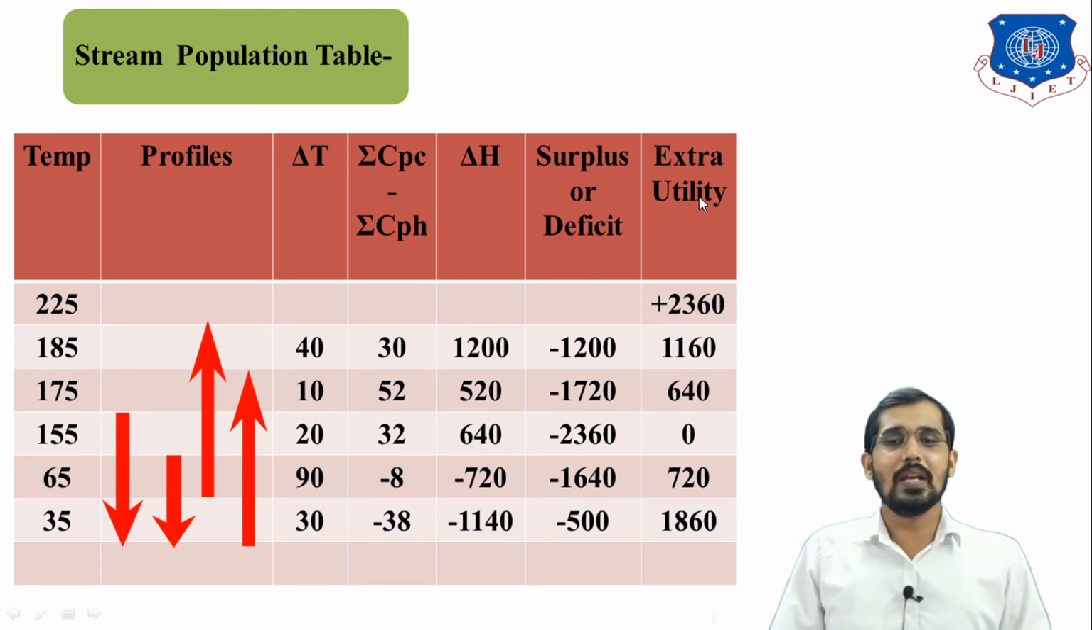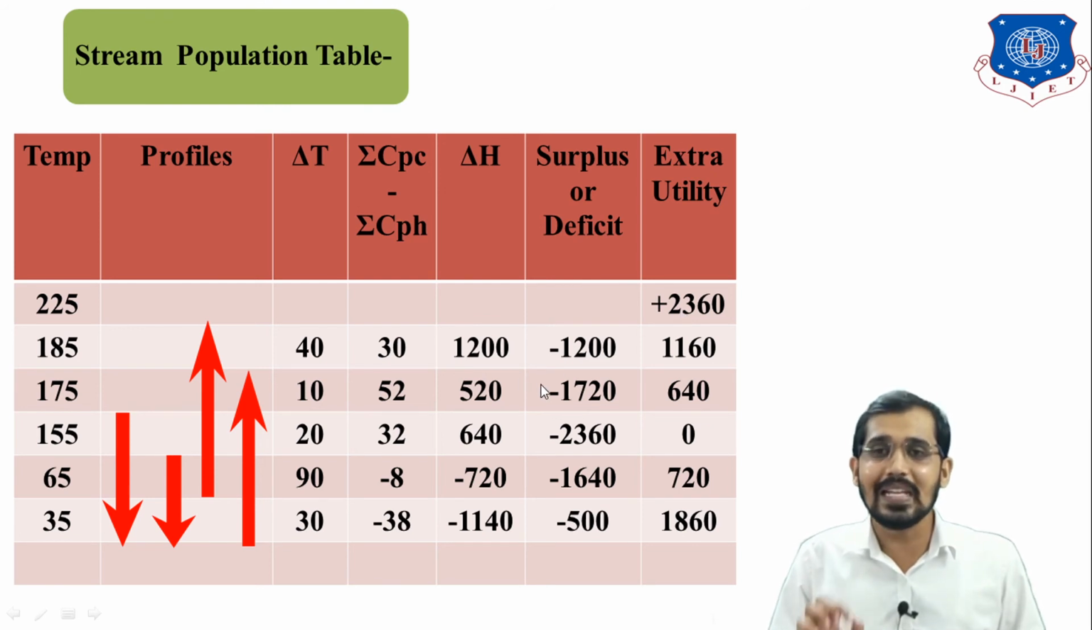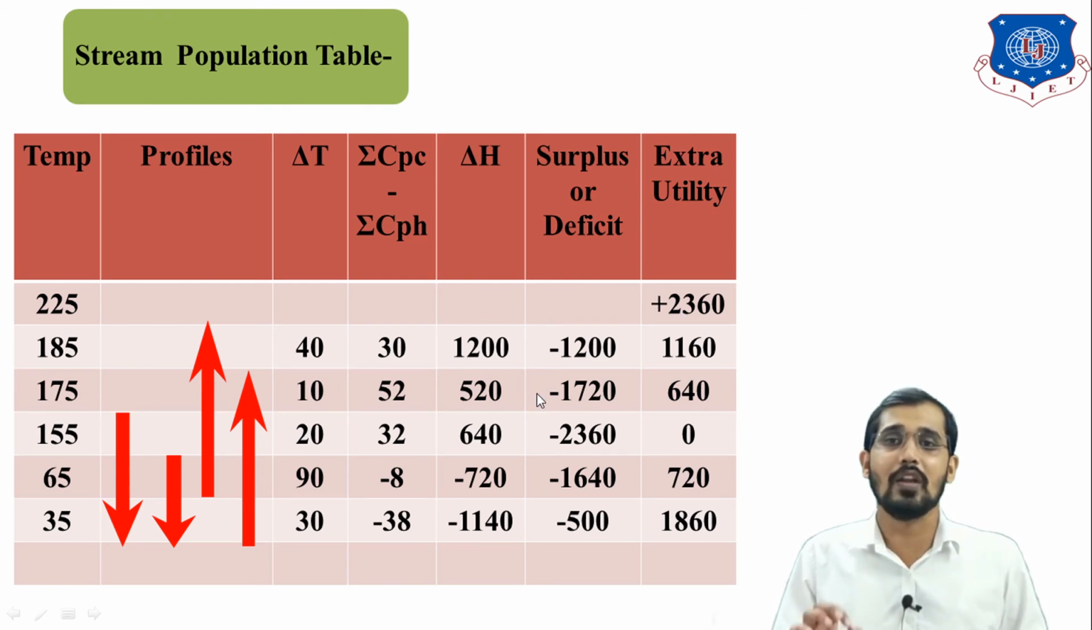Now the last column is the extra utility. So how to calculate this extra utility? See carefully here. Before that, you have to write here 2360. This is nothing but the most negative value of the surplus and deficit. You have to write in the first row the value which is the most negative value in the surplus or deficit column.